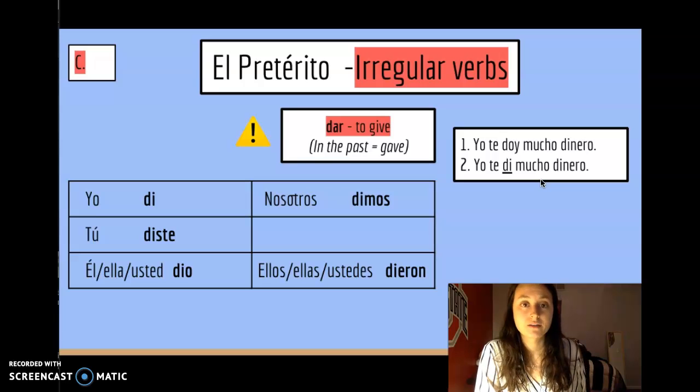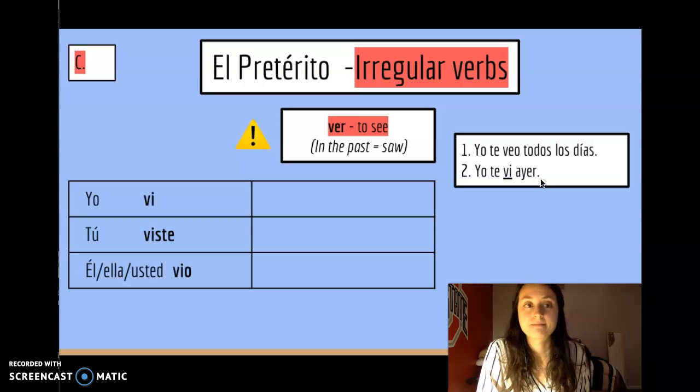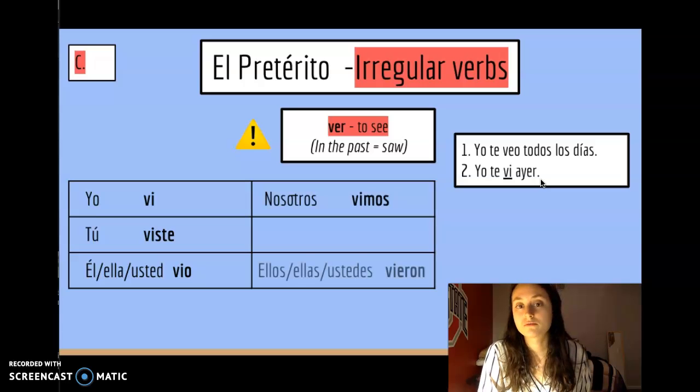And finally, ver, which is the exact same as dar, but with a V. So to see in the past would be I saw. So vi, viste, vio, vimos, vieron. Okay? So I see you every day. Yo te veo todos los días. Or I saw you yesterday. Yo te vi ayer. Okay.